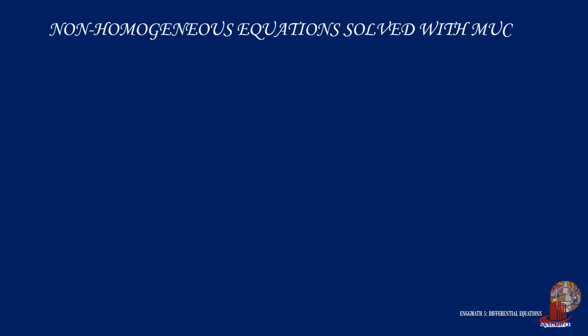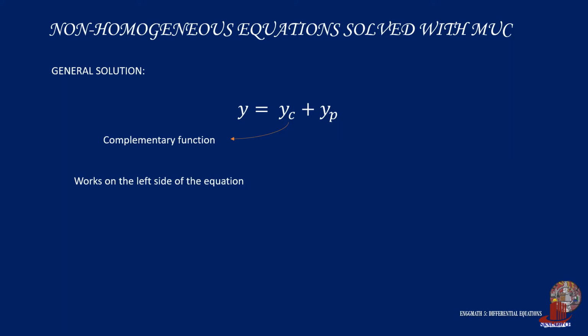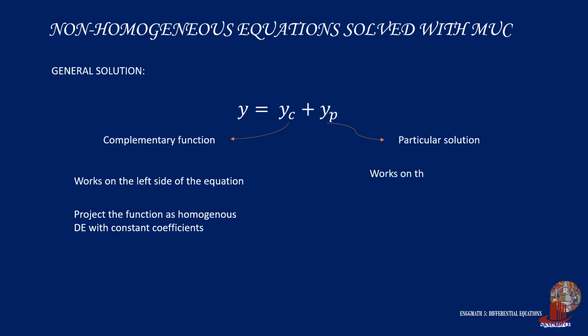The solution for a non-homogeneous differential equation is given by y, which is equal to yc plus yp. Yc is the term from the complementary function. This term focuses on the left side of the equation, or the expression with derivatives, and it considers it as a homogeneous equation. Yp, on the other hand, is also known as the particular solution, and it works on the right side of the equation where the function of x is located. In this video, yp will be computed using the method of undetermined coefficients.